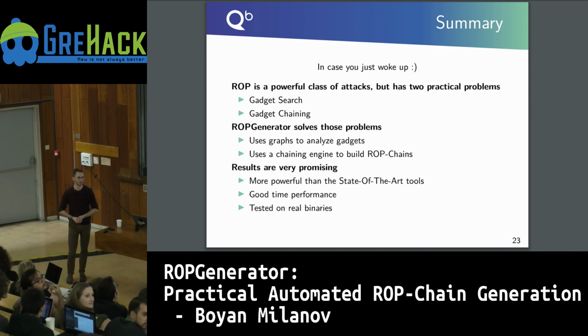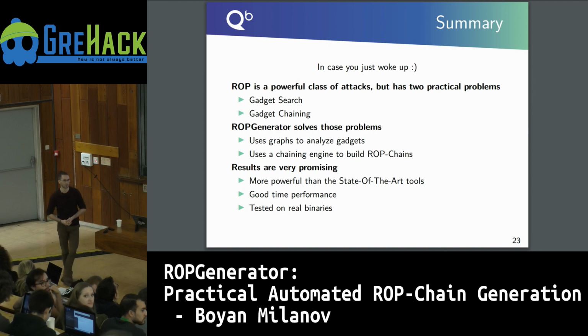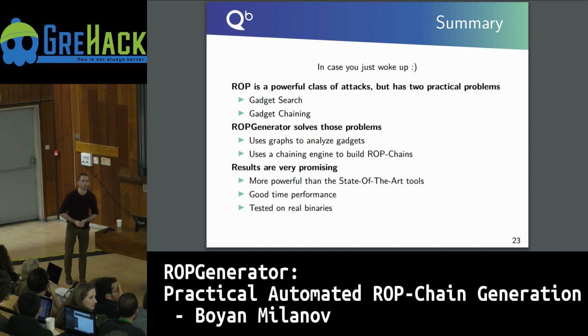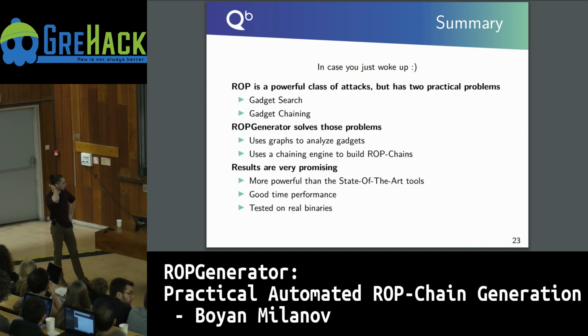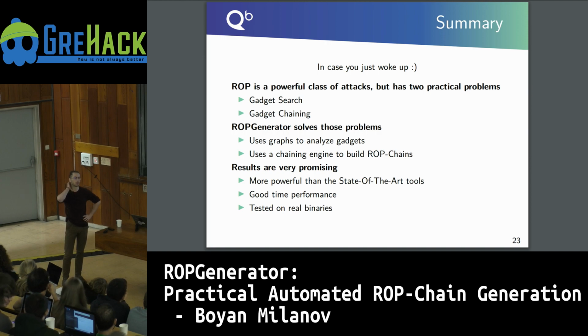Hi, thanks for the presentation. I just wanted to know how many architectures are supported at the moment. For example, x86 or ARM or MIPS. So actually I'm using the BARF disassembly platform to analyze gadgets.